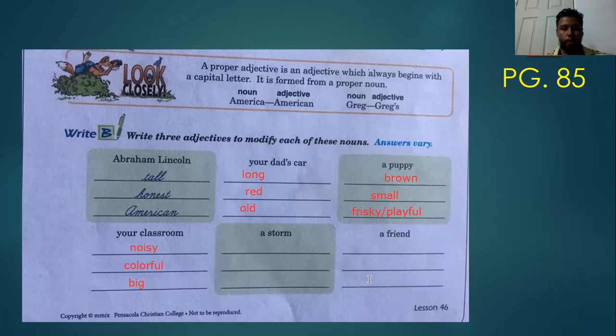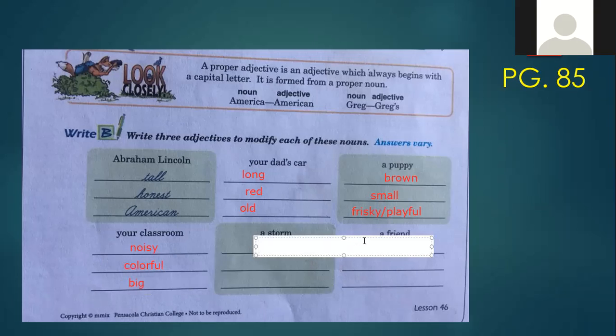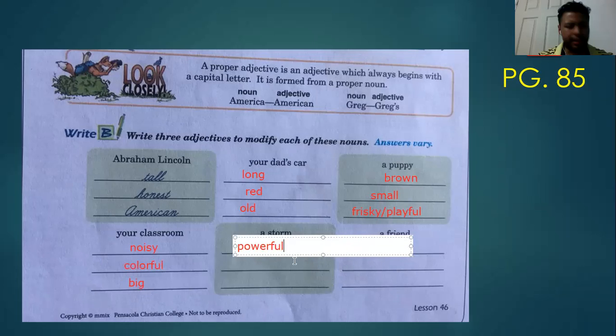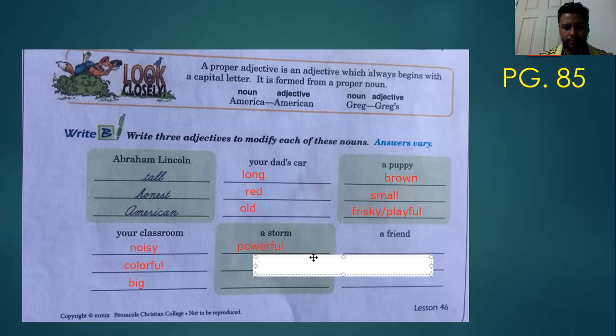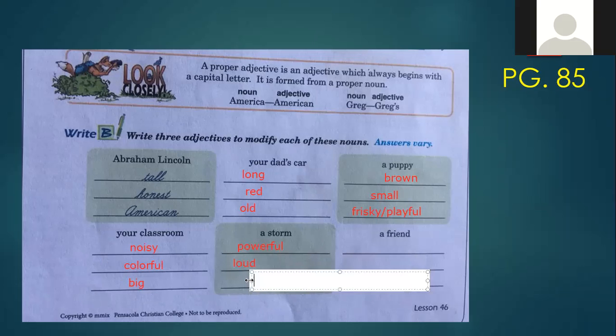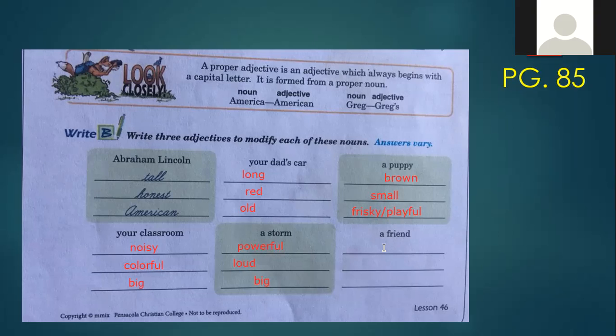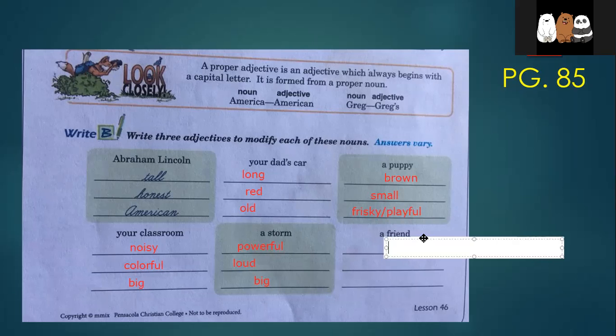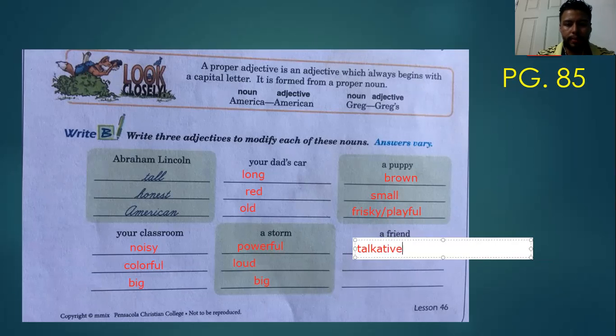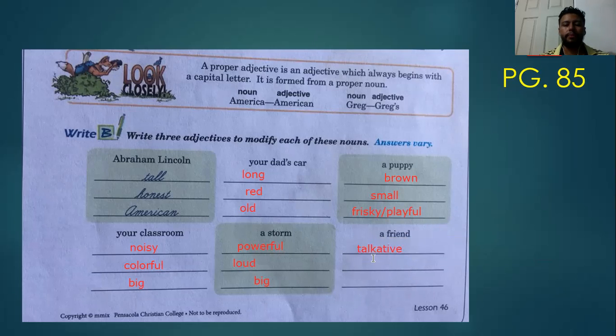For a storm. Remember. Powerful. Loud. Powerful. Loud? Okay. What else? Big. It's possible. Big storm. Okay. No problem. A friend, to refer to a friend. Let's see. What do we have here? Friendly? Yes, but in this case, let's say talkative. Right? Talkative. What else?